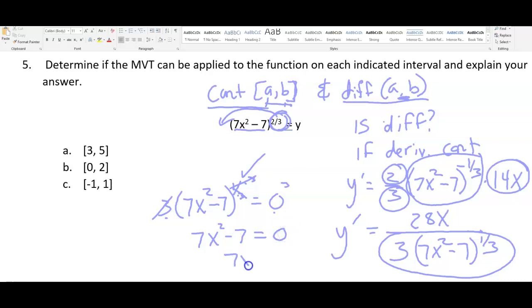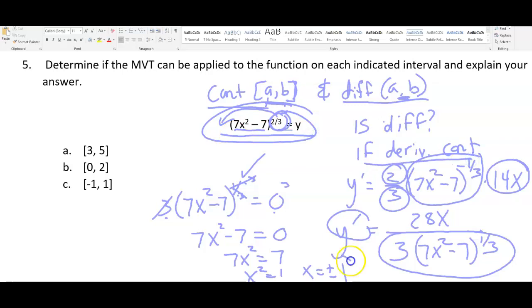We're going to add 7, divide by 7, and take a square root. So we see that our derivative, not the function, but the derivative, has a discontinuity at plus and minus 1. So there is our conclusion. This function is continuous everywhere because it's a cube root function, but the derivative of that function has discontinuities, therefore it's not differentiable at these specific points.